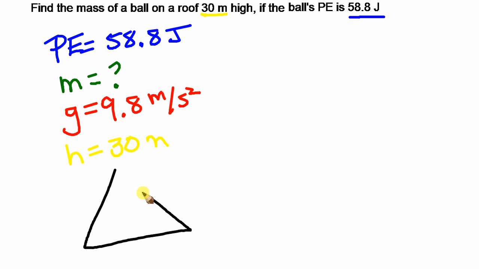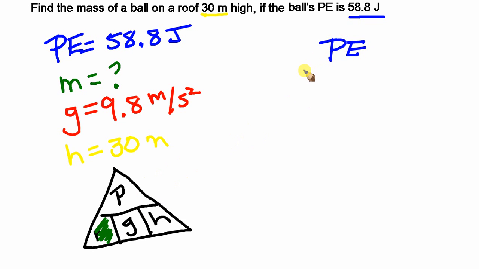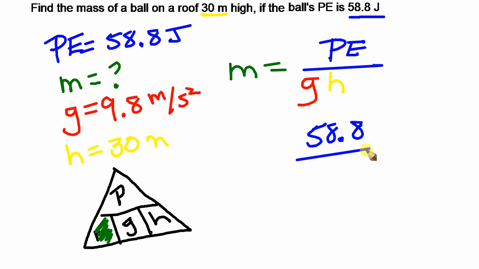I'm going to use the triangle technique because I'm trying to solve for something I'm not used to solving for. Potential energy on top, m, g, h underneath. I'm going to cover up what I'm trying to solve for, my mass, and I'm going to see that potential energy is on top of g and h. So I know that my mass equals potential energy divided by g times h. To replace, we said my potential energy was 58.8. G is always 9.8. And h was 30. And this is how I'm going to find my mass.